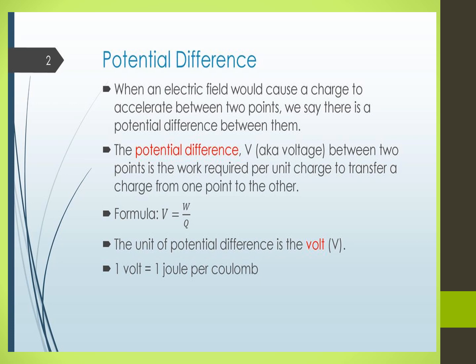The potential difference V between 2 points is the work required per unit charge to transfer a charge from one point to another. Formula is V equal to W by Q. The unit of potential difference is volt. 1 volt is equal to 1 joule per coulomb. Already we studied this in electromotive force. Volt is the SI unit of EMF and potential difference. Okay.